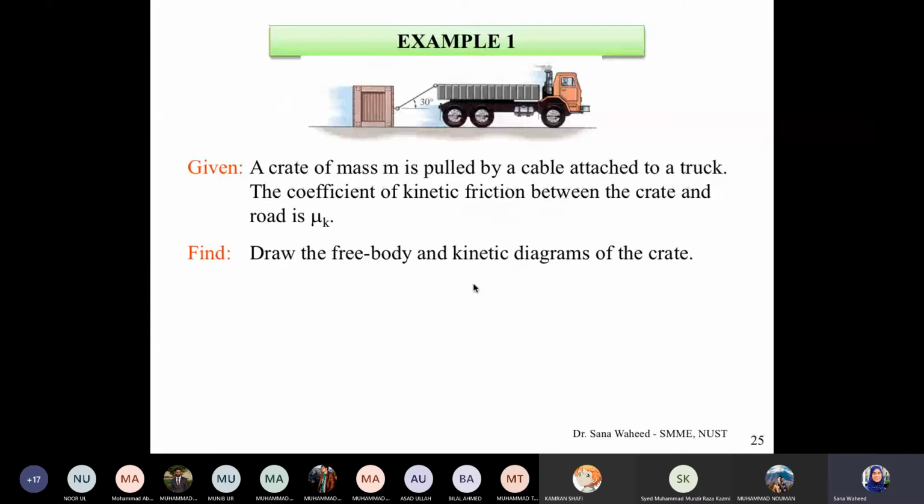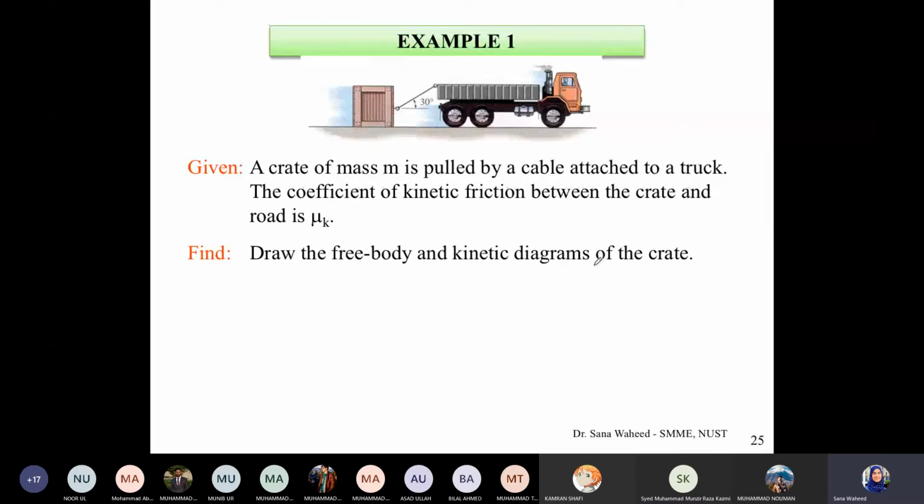Okay, so example one is actually pretty straightforward, but it's just reinforcing what a free body diagram is and what a kinetic diagram is. So we've got a crate of mass M, which is being pulled by a cable attached to a truck. The coefficient of kinetic friction between the crate and the road is mu k. So we've got to draw the free body and kinetic diagrams of the crate. That's about it, right?